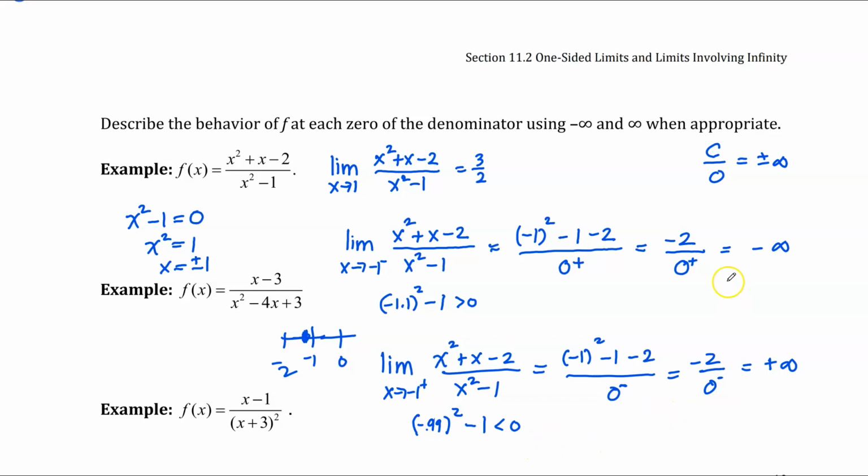Now, since the one-sided limits, this one goes to negative infinity and this limit here goes to positive infinity, then we conclude that x equals -1 is a vertical asymptote.